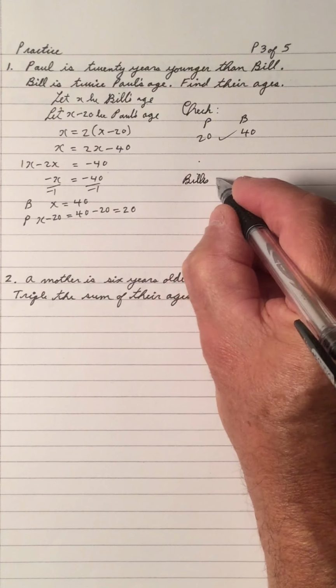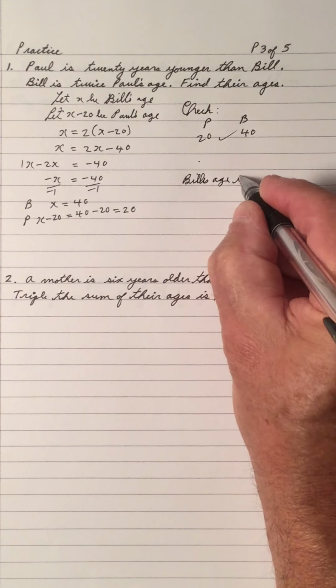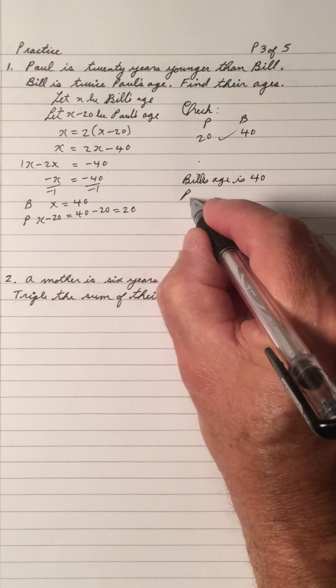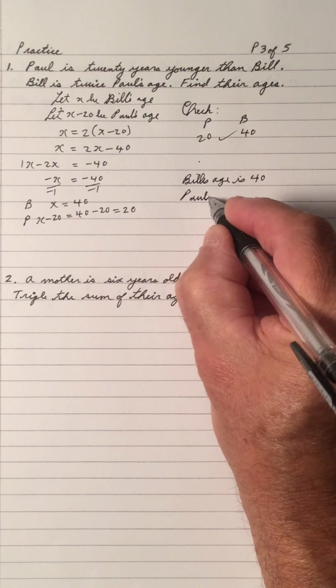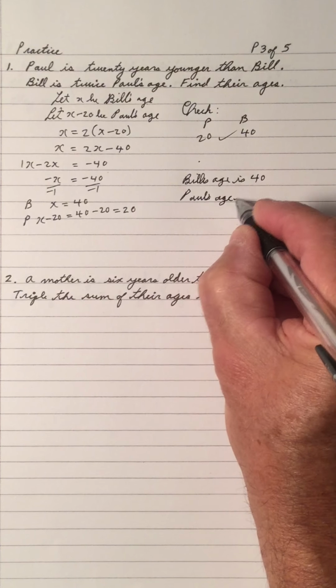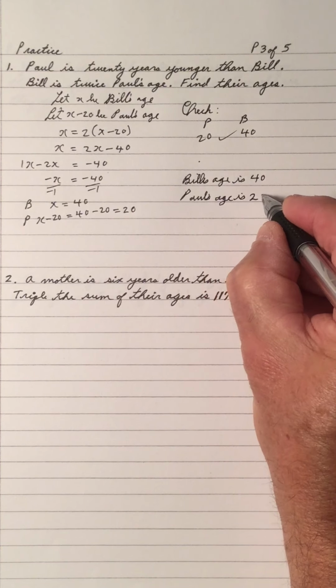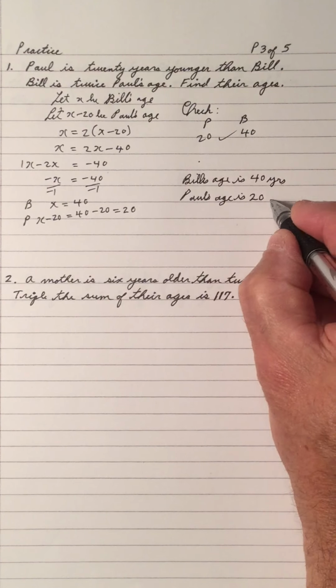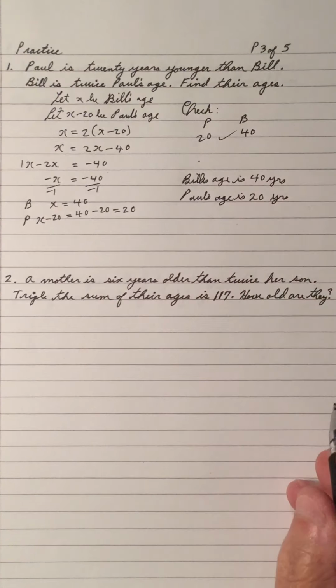So we can say that Bill's age is 40 and Paul's age is 20. We know we're dealing with years, so we could put years there if you want. We know what we're doing is years.